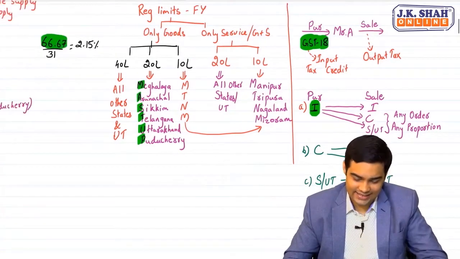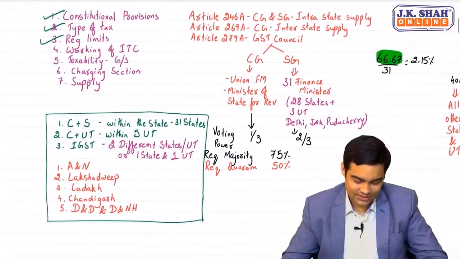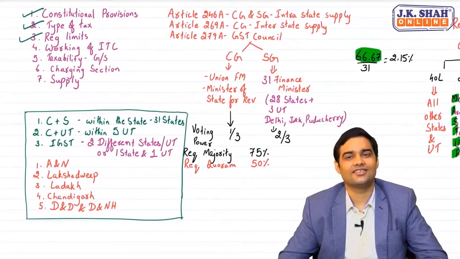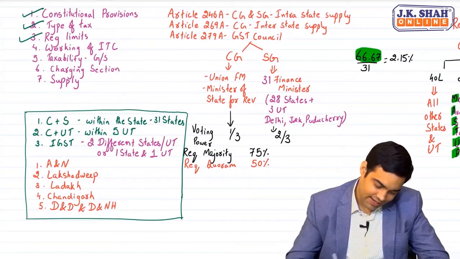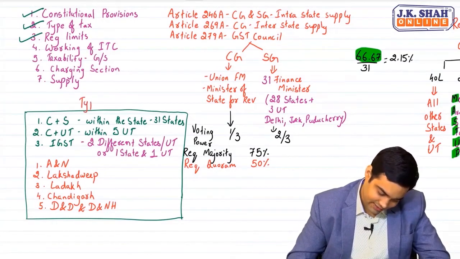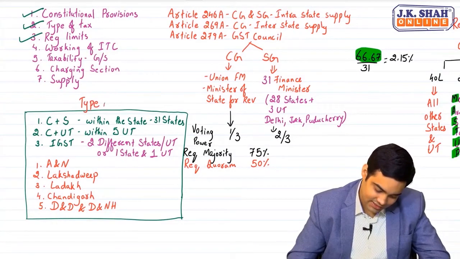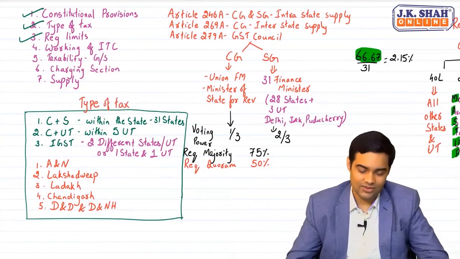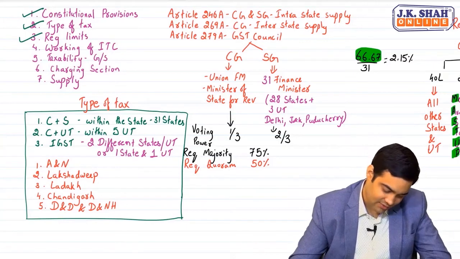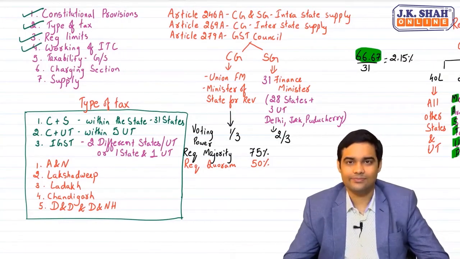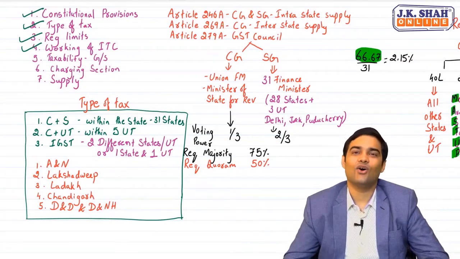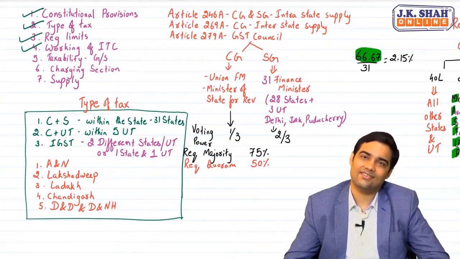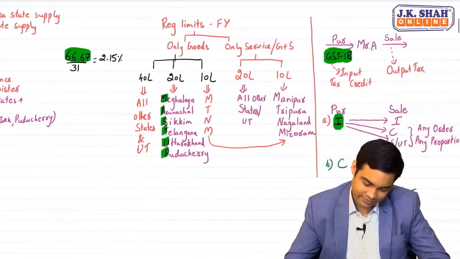Where do we stand? First was the constitutional provisions. Second was the type of tax. Third discussion was registration limit. And then the fourth discussion which we did was working of ITC. Where are we going next? Taxability of various goods and services. Let's talk about it.